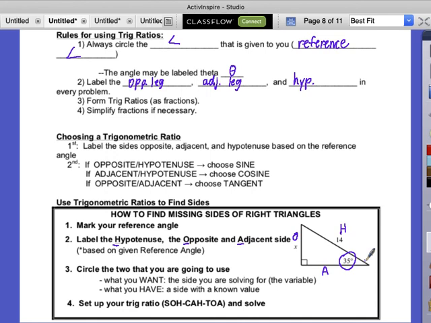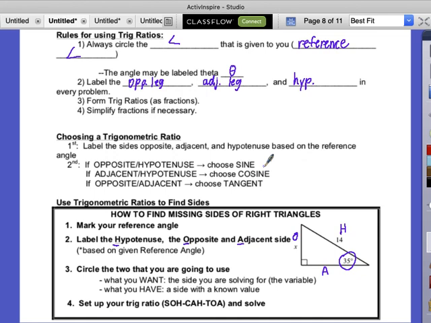So in order to choose, we have to say what we want: the opposite side we're trying to solve for, and what we have, a side with known value, the hypotenuse. So we have the opposite and hypotenuse. Which one are we going to choose? Sine, because sine is SOH, opposite and hypotenuse. Those are the two we're looking at. We have the hypotenuse, we're looking for the opposite.